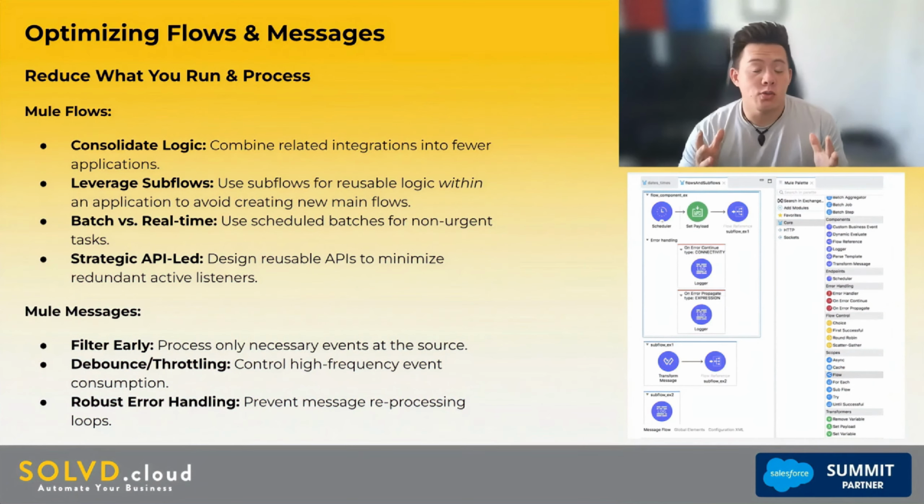Lastly, you have robust error handling. This is crucial. Prevent messages from getting stuck in reprocessing loops due to transient errors. Implement dead letter queues to catch and handle failed messages gracefully so they don't keep adding to your message count.